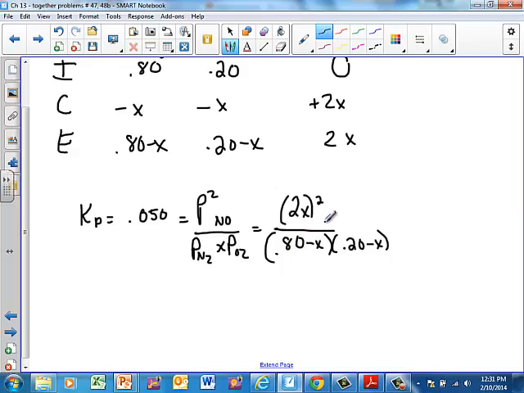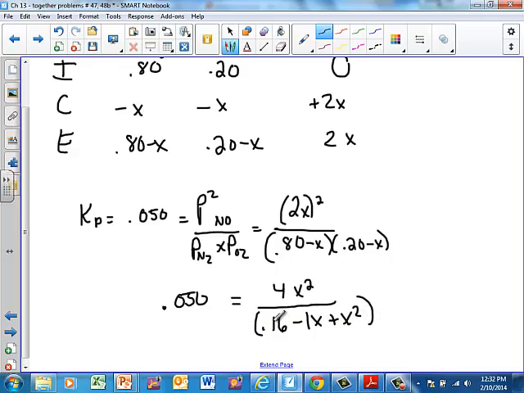If I go ahead and reduce this down just to show you some of the math, the next step on this side would be, if I distribute this stuff on the bottom, what I end up getting, I've got 0.050. I'm going to end up with 4x squared over 0.16 minus 1x plus x squared. Okay, that's what would be on the bottom.